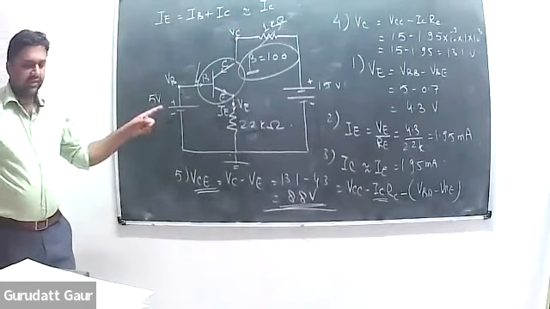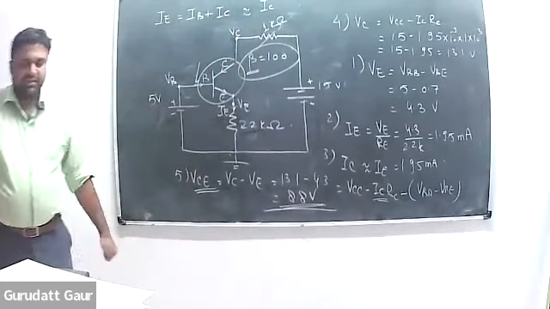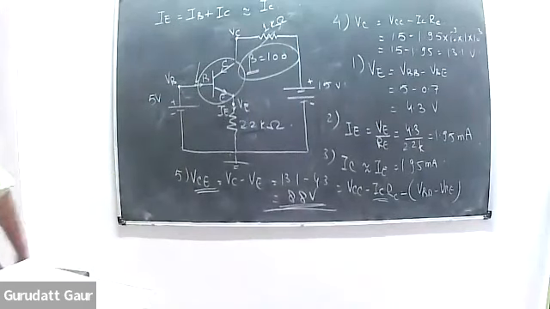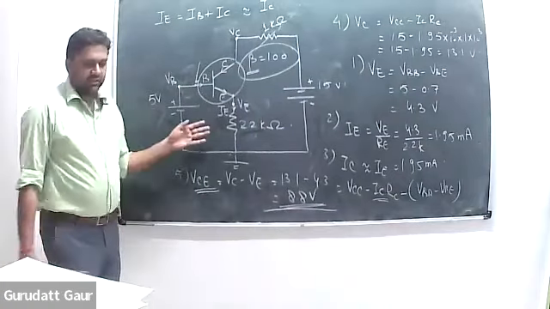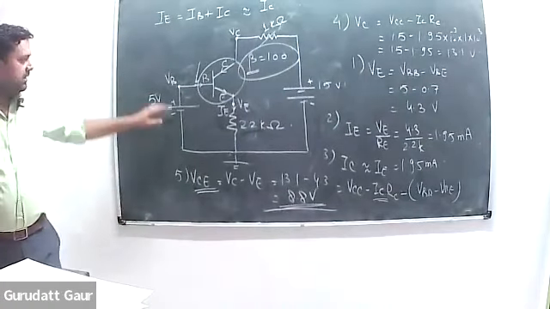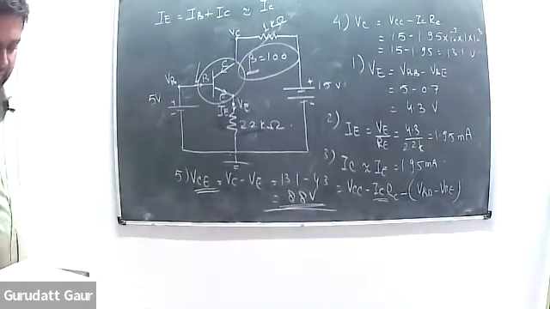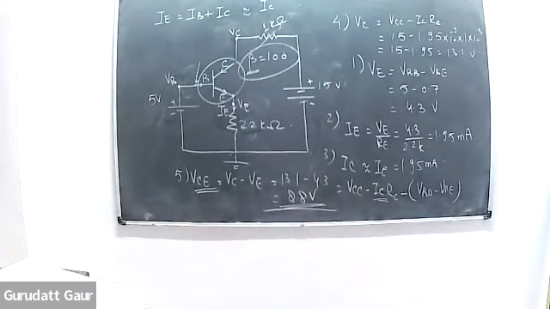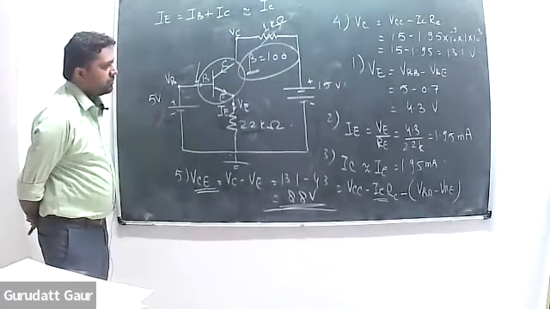That's why this configuration, the emitter bias configuration, is far more useful for amplification. Actually, we use this for the amplification. We do not use the base bias configuration. Does it make sense? Yes. Right.